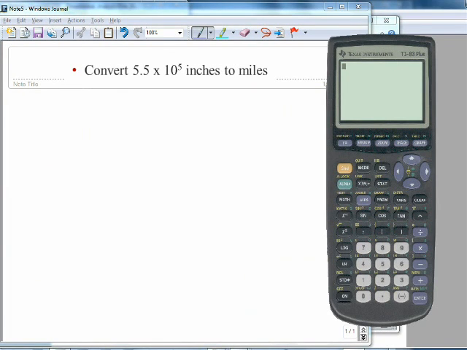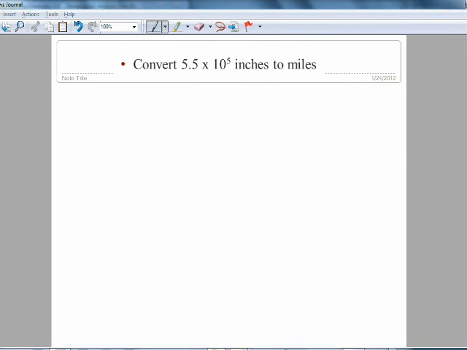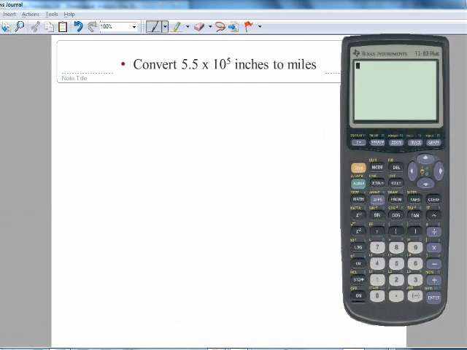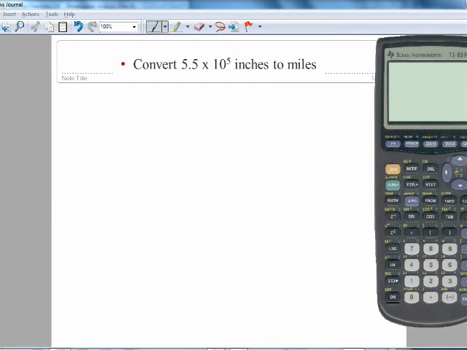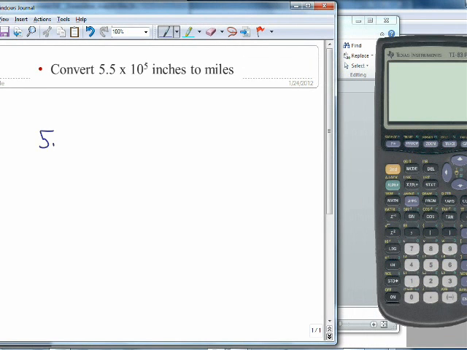Now let's try converting 5.5 times 10 to the 5th inches to miles. All right, so write down what we're given: 5.5 times 10 to the 5th inches. We'll put that over 1, make our little railroad tracks. Now, I think there's probably going to be more than one railroad track because there's going to be more than one conversion factor. So let's see how we can do this.